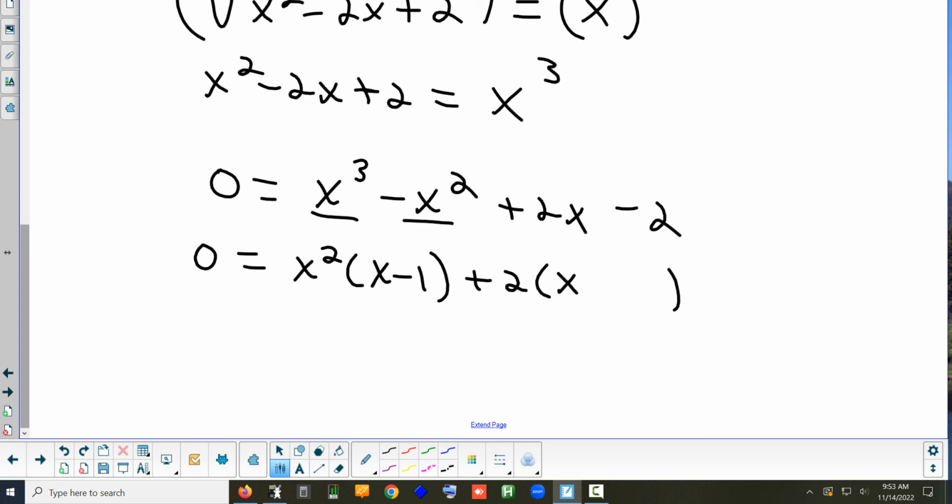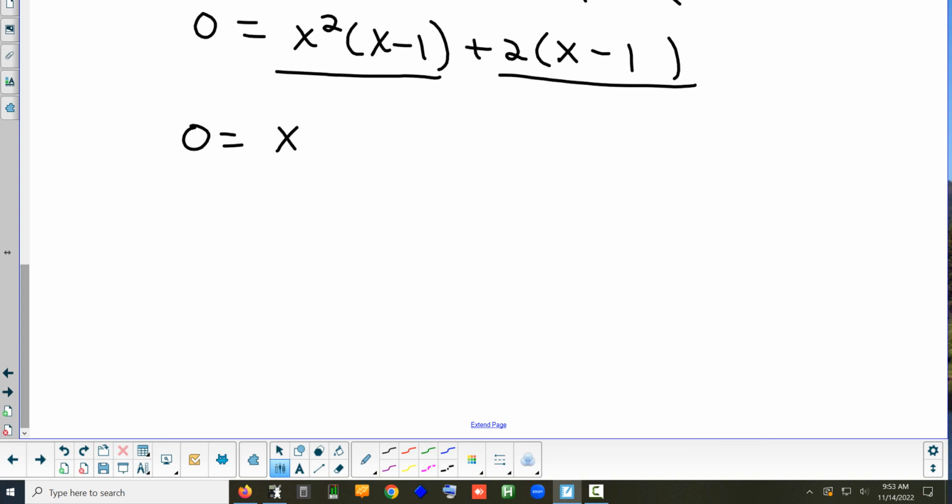Now, what do those two things have in common? Yep. X minus 1. So now we're going to factor that out. If you factor that out, what's left from the first line? X to the second. And if you factor that out, what's left in the second one? The 2. So now, I would need to know what I would plug into both of these to make it equal to 0. So set that first one equal to 0. And set the second one equal to 0.